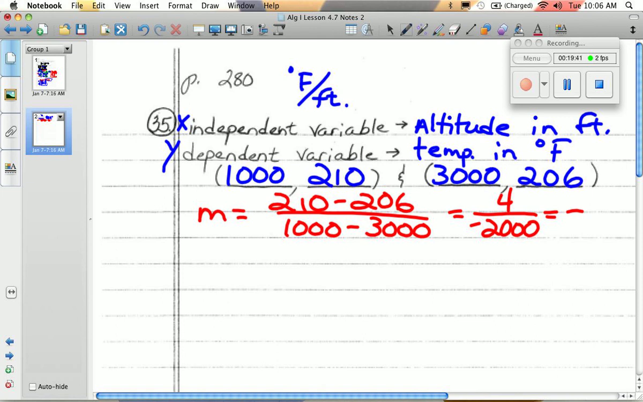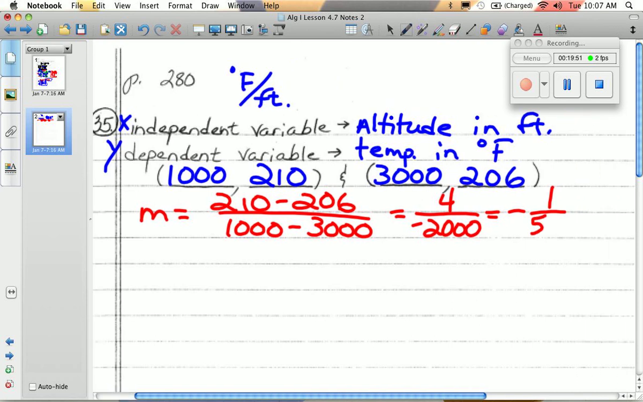Does 4 go into 2,000? Yes. How many times? 500. So we can simplify this by saying 4 goes into itself once, and it goes into 2,000 500 times. So we have negative 1/500th as our slope. And it's oftentimes weird when we are actually using it in an application problem.